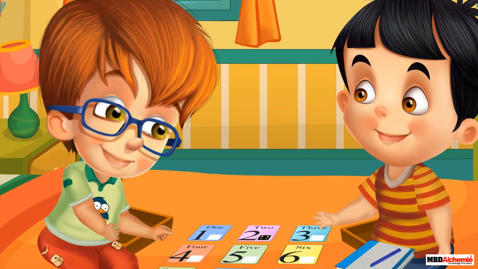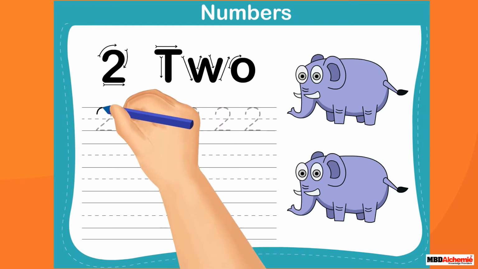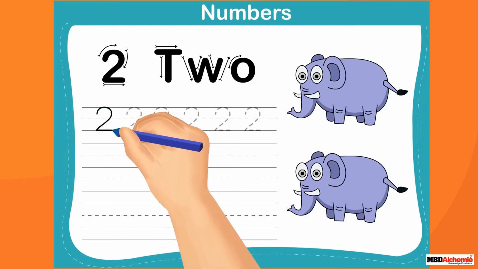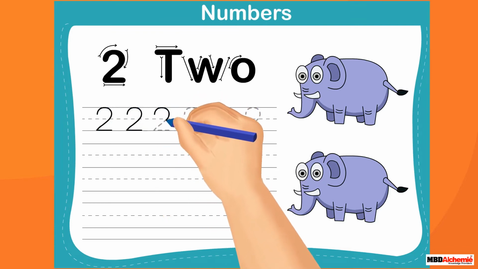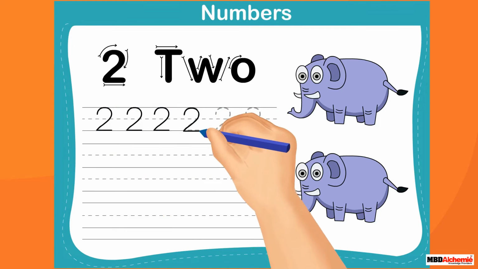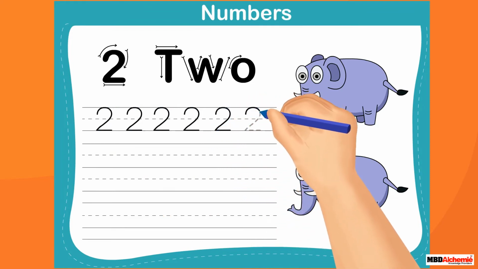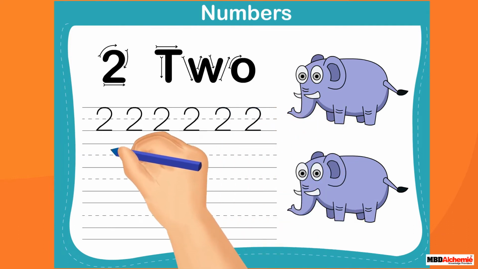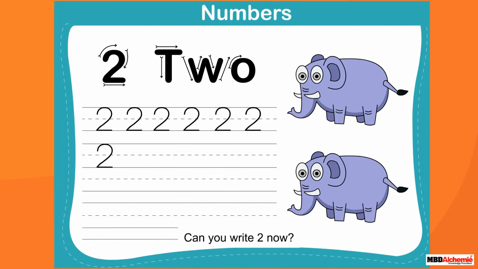Do you know how to write? Yes, let me show you. Around the back of the railway track, make 2, 2, 2. Can you write 2 now?